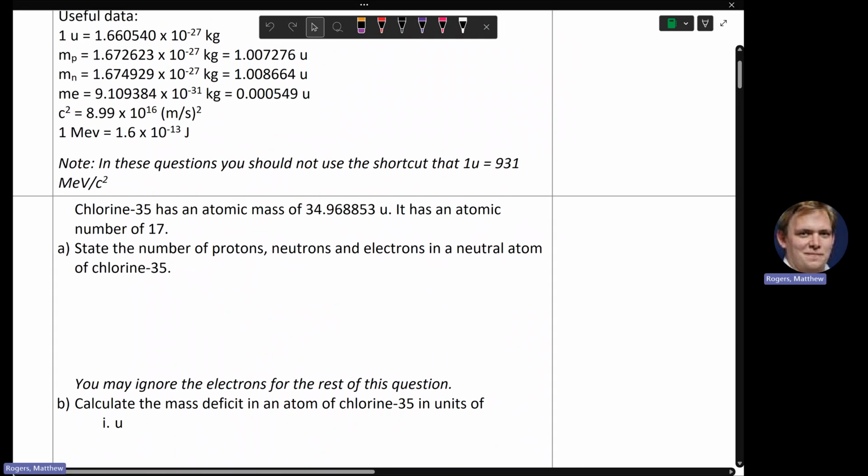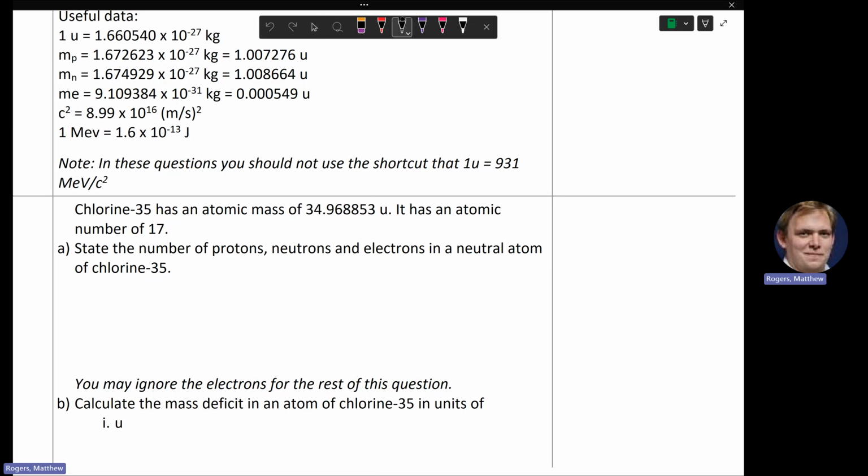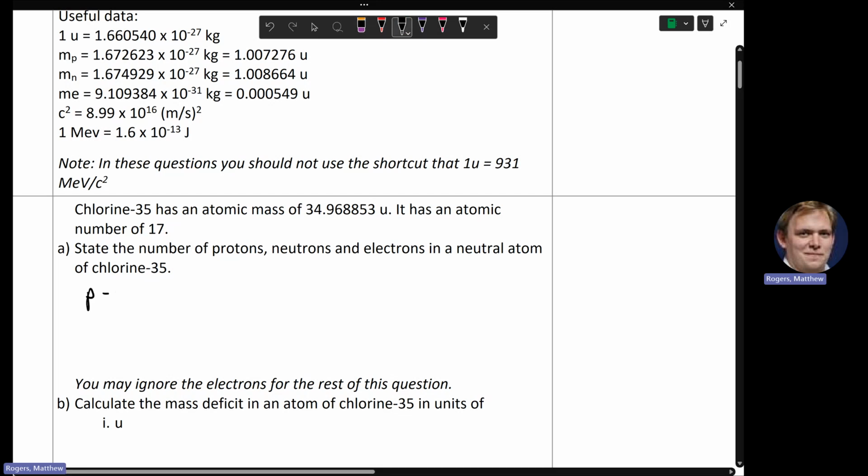Question 1. Chlorine-35 has an atomic mass of this value. It has an atomic number of 17. State the number of protons, neutrons, and electrons in a neutral atom. So the protons are just the same as the atomic number, 17. The neutrons should be the difference between the mass number and the proton number, so 18. And since it's a neutral atom, the number of electrons will also be 17.